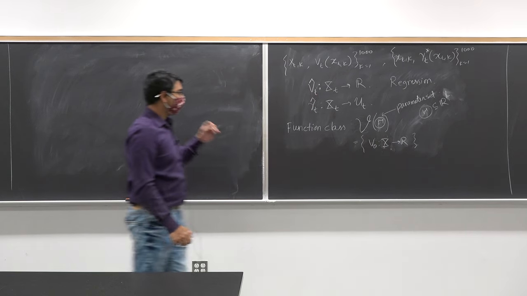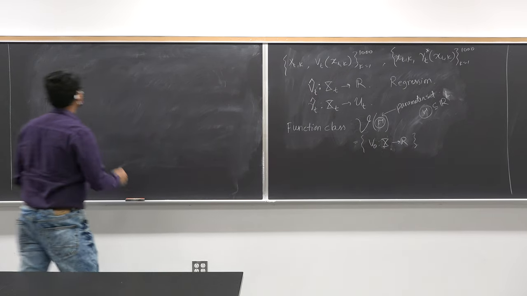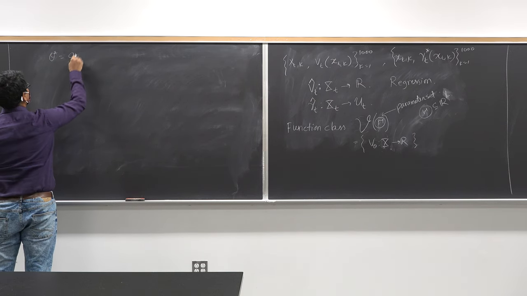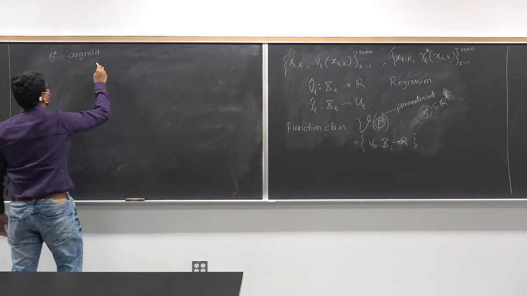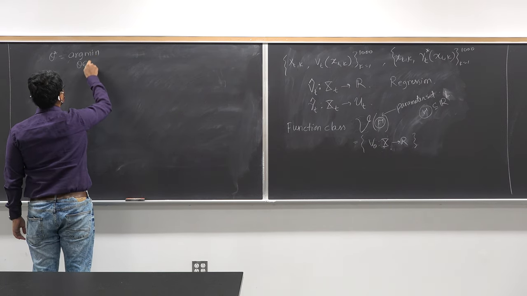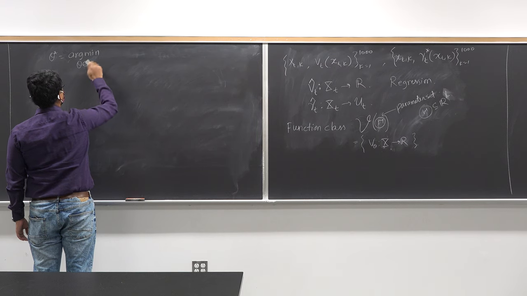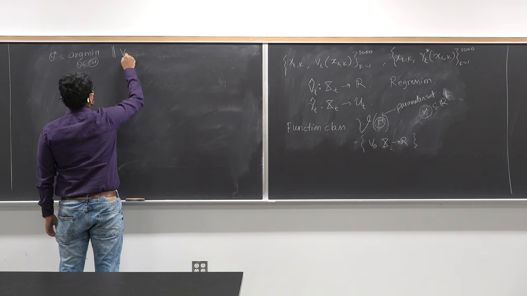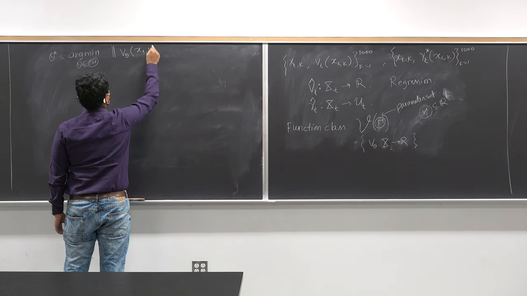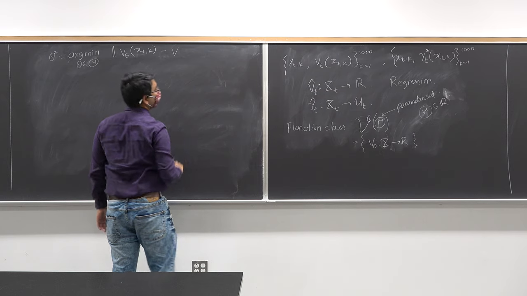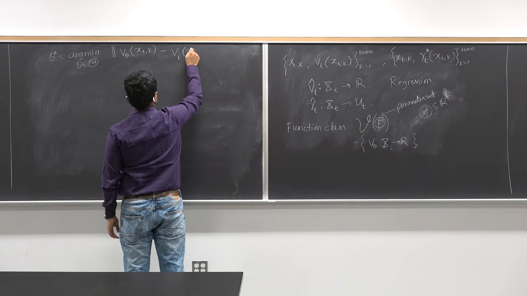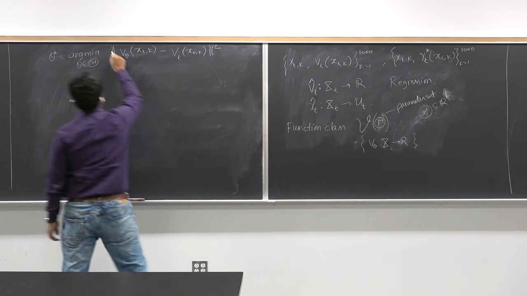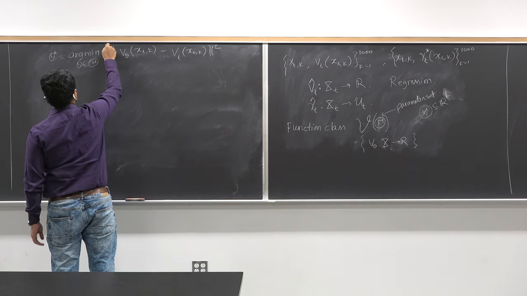So you define a function class, and then after that you try to find theta star, which is argmin over theta in RL or theta in capital Theta of v theta of xtk minus vt of xtk, squared, summation k equals 1 to 1000.